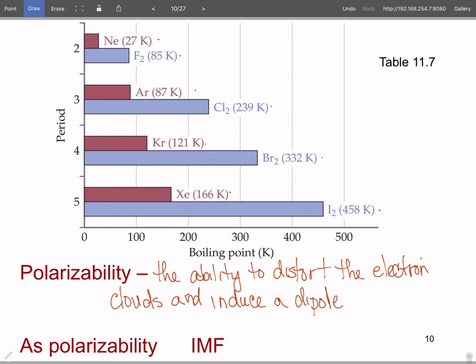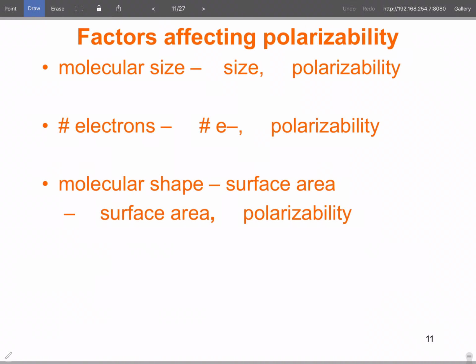Okay, polarizability is the ability to distort the electron clouds and induce a dipole. So if you look at it, the main difference between neon and fluorine is, all of these are diatomics. And so one of the factors that goes into this, and we're going to see this in a minute, is that size has a bigger difference. So as the polarizability increases, you increase the intermolecular forces. So polarizability is the main issue for London forces or London dispersion forces or induced dipoles.